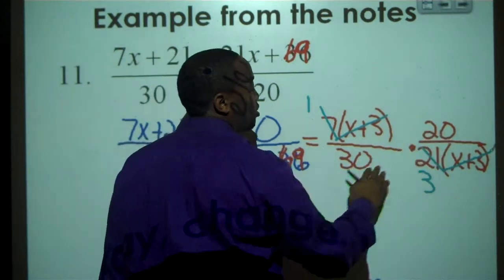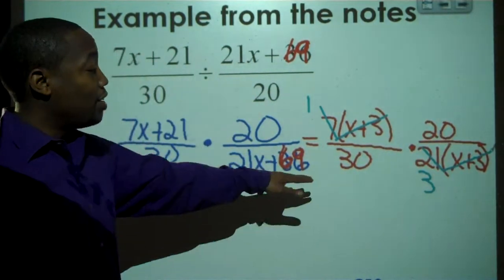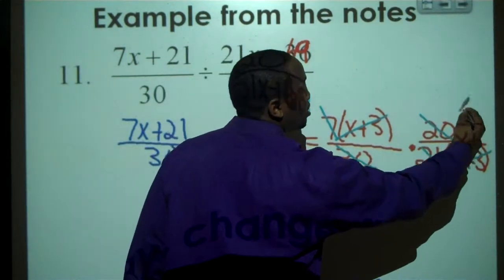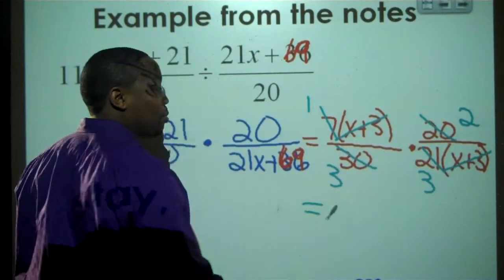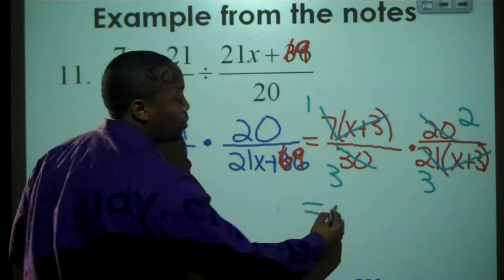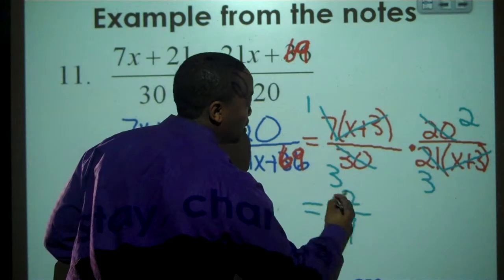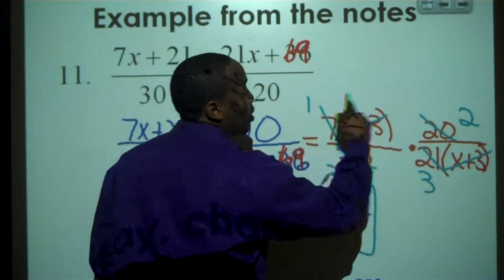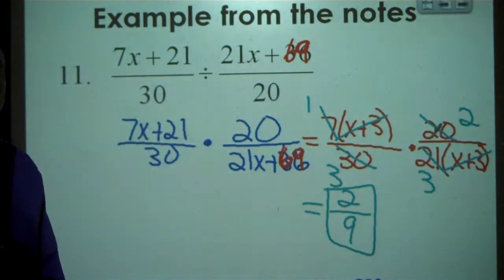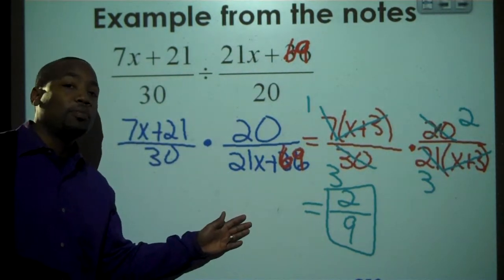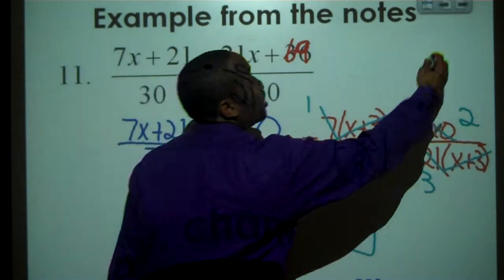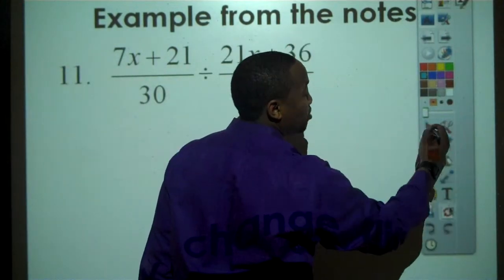Now what about these? Can I cross reduce? Absolutely. I can divide the 30 by 10, which gives me 3, and the 20 by 10, which gives me 2. Now what am I left with? Let's just multiply what we have left over. As you see here, real easily, we have 2 over 9. How do I get 2? 1 times 2. How do I get 9? 3 times 3. Boom, just that easy. Same concept, but keep, change, flip. Alright? Let's go into the next one.